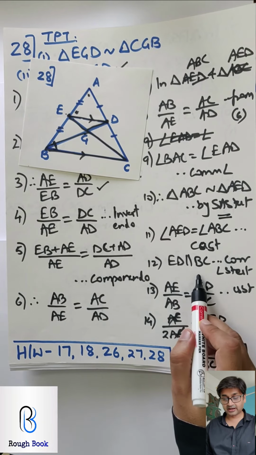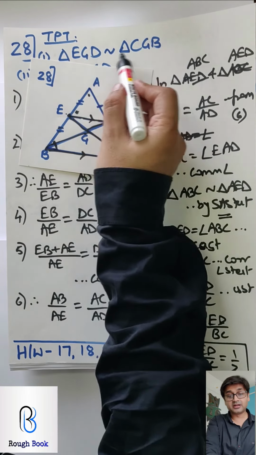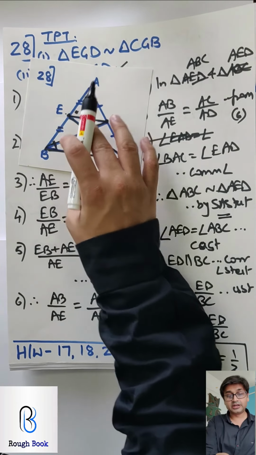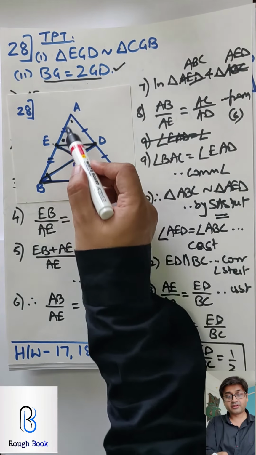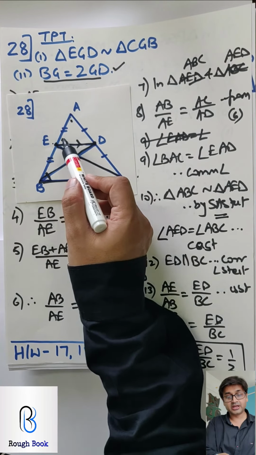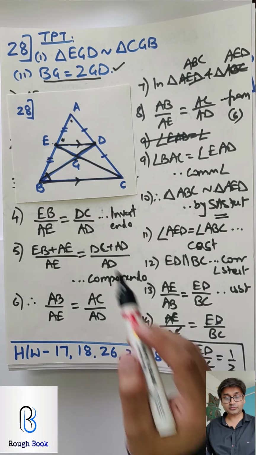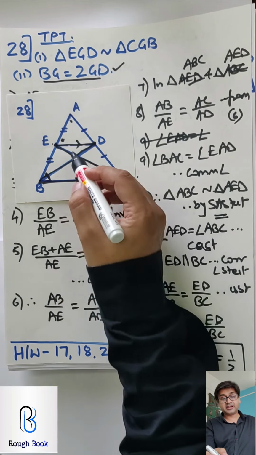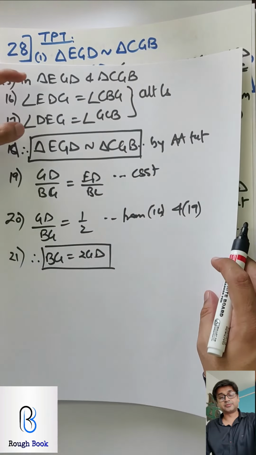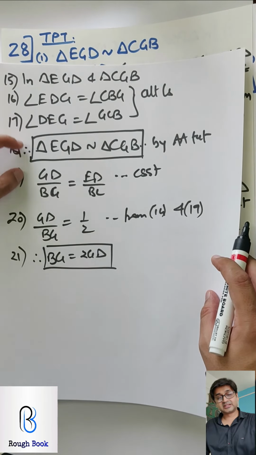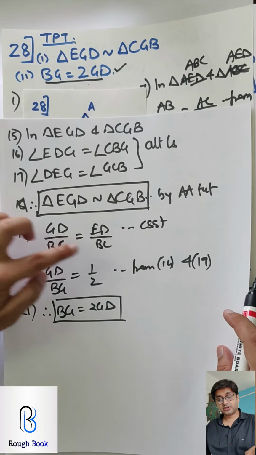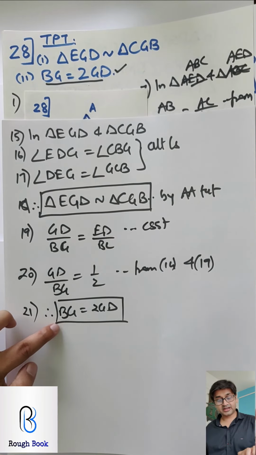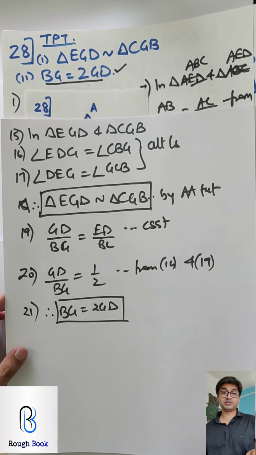So we got the lines parallel. Why we wanted lines parallel? So that I can prove these two triangles similar by AA test. Also, I knew the second part was this. For that I prepared AE upon AB as 1 by 2, which is equal to ED by BC by CSST. And then finally we jumped into these two triangles, proved them similar. That's the first part. For the second part, used CSST, substituted this as half from here, and finally I managed to get BG double of GD.